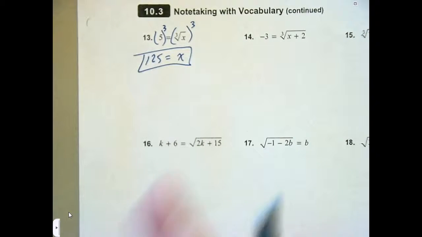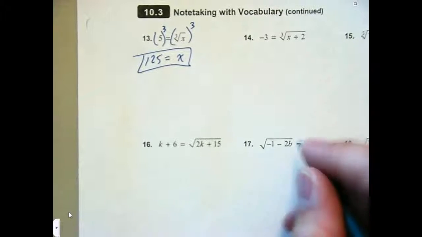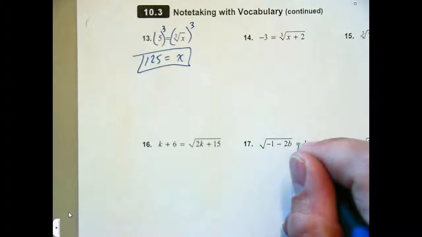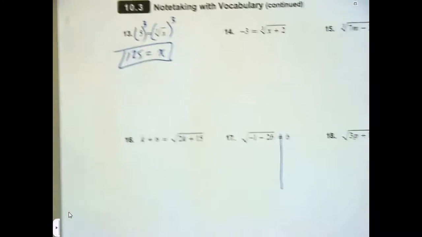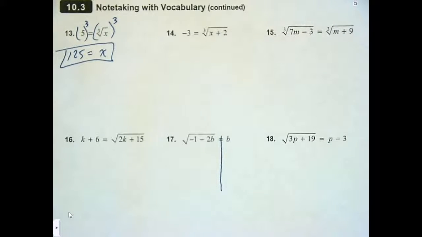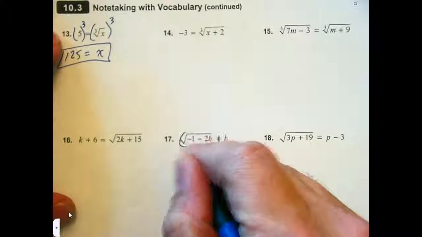Oh, number 15. Okay, number 17. Tell your neighbor what you're going to do first on 17. Square both sides. You're gonna square everything. Okay, time's up. Brady, what am I going to do? Square both sides. Good job.